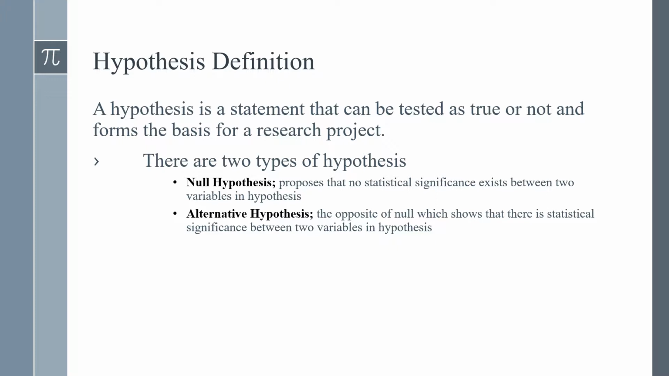Here we have two types of hypotheses. The null hypothesis, which proposes that there is no statistical significance that exists between two variables in a hypothesis, and the alternative hypothesis, which is the opposite of the null hypothesis, and it shows that there's a statistical significance between two variables in hypothesis.